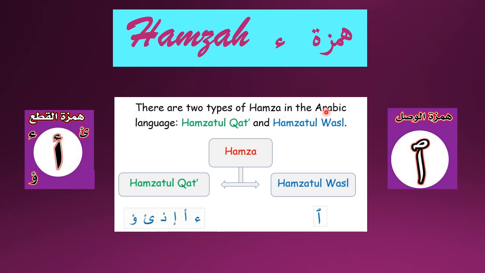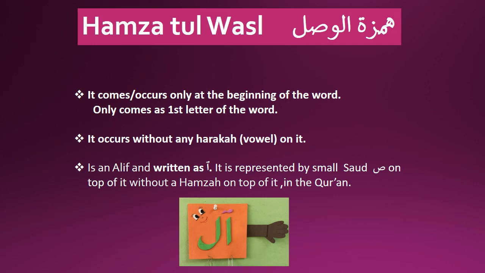there are two types of Hamzah in Arabic: Hamzatul Wasl and Hamzatul Qat. In this video, we will learn how to recognize Hamzatul Wasl and Hamzatul Qat and the difference between them. First is Hamzatul Wasl. It is also known as conjunctive Hamzah. It only comes as the first letter of the word. It occurs only at the beginning of the word.